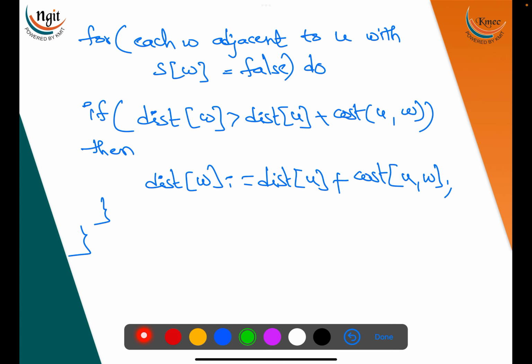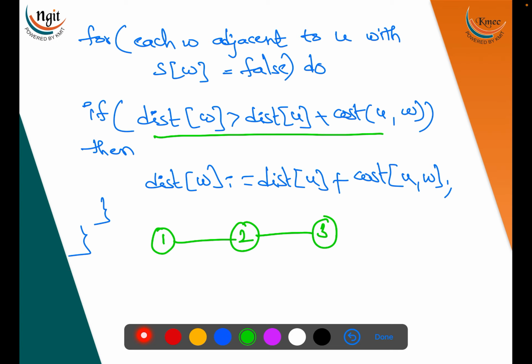Now what we are going to do is compare this condition, that is distance of w. Let us see 1, 2, 3. So this is your u and this is your w. W cost is actually what? Infinite, because I am considering the first vertex. I do not have a path from 1 to 3, hence it is infinite, because I cannot have a finite value. Now is distance of w greater than the distance of u plus cost of uw? Now that will get updated.